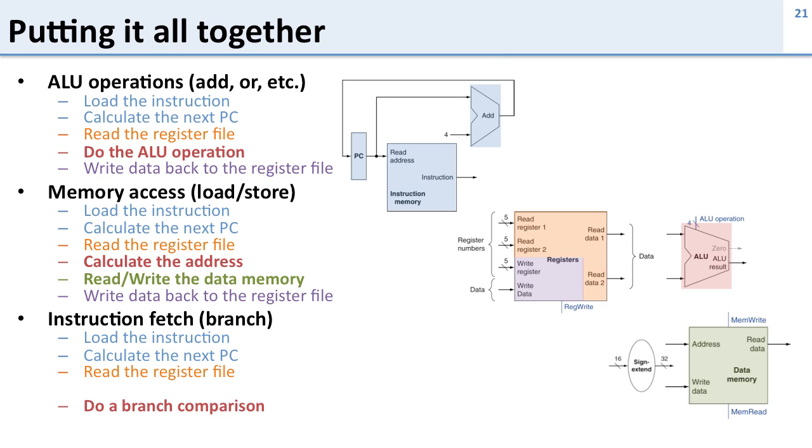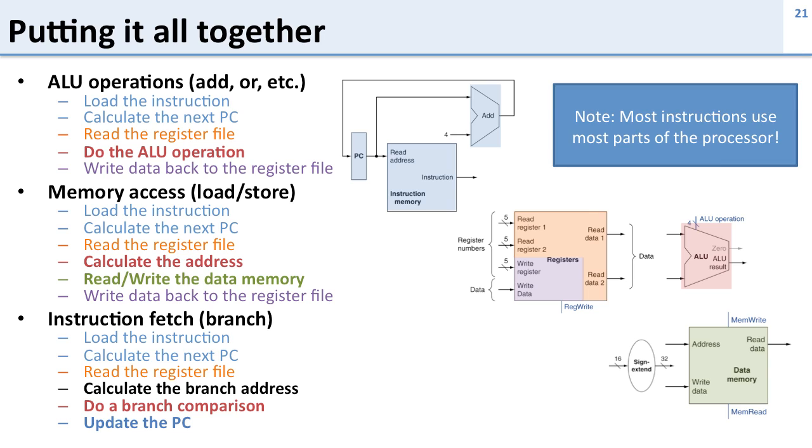The instruction fetch doesn't write back to the register file. If we have a branch instruction, what we're going to do is we're actually going to update the PC. So branch instructions are going to write back to the program counter with the address of the new branch. But before they do that, they need to go in and calculate the branch address. So you can see for instruction fetch, we have two things we need to calculate, the branch address and we need to do the branch comparison.